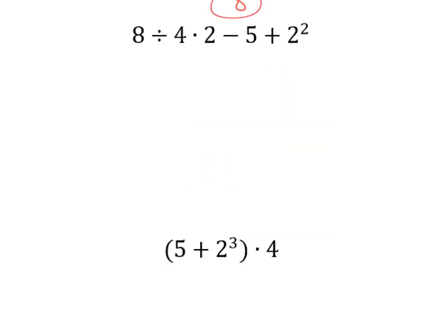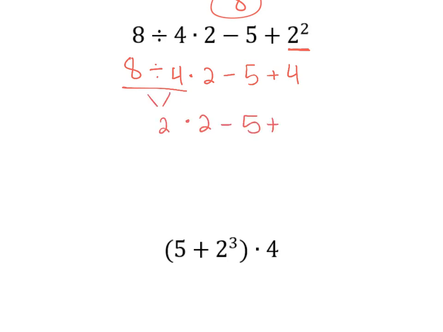We are still working through PEMDAS, or order of operations. On this problem, I don't see any parentheses, so I'm going to move on to exponents. I do see 2 to the second power, so that becomes 4, and then I copy everything else down. No more exponents. I'm working through multiplication or division, whichever comes first, left to right. On here, I see division first, so I'm going to take 8 divided by 4. That becomes 2. Copy everything else down.